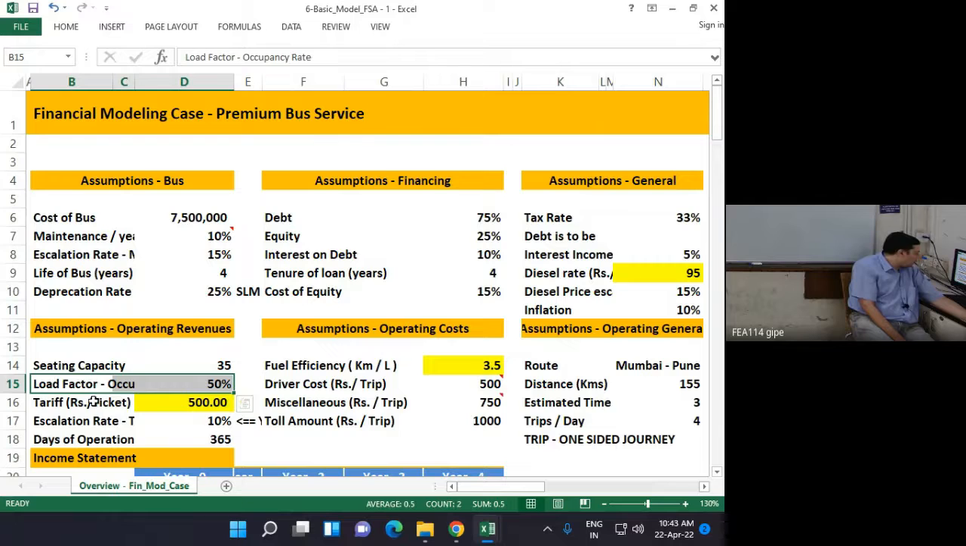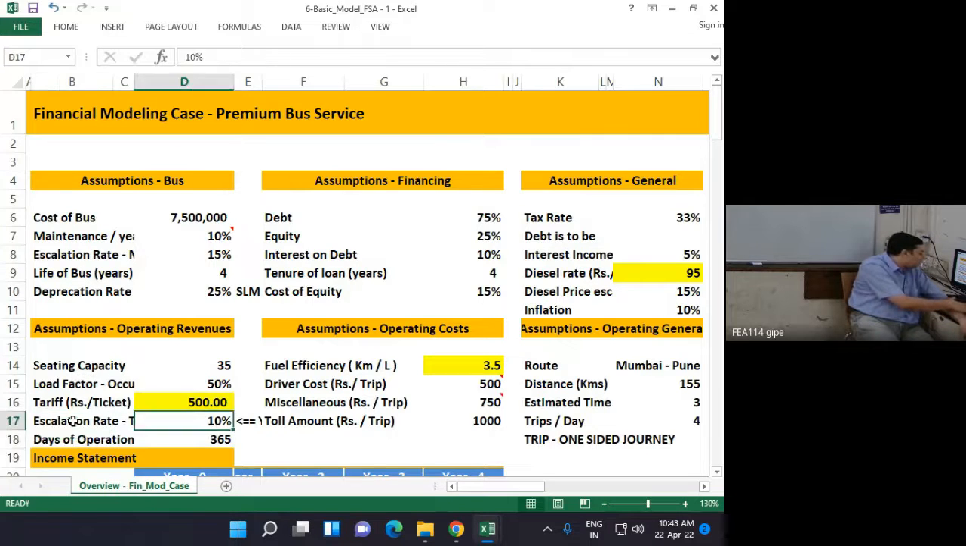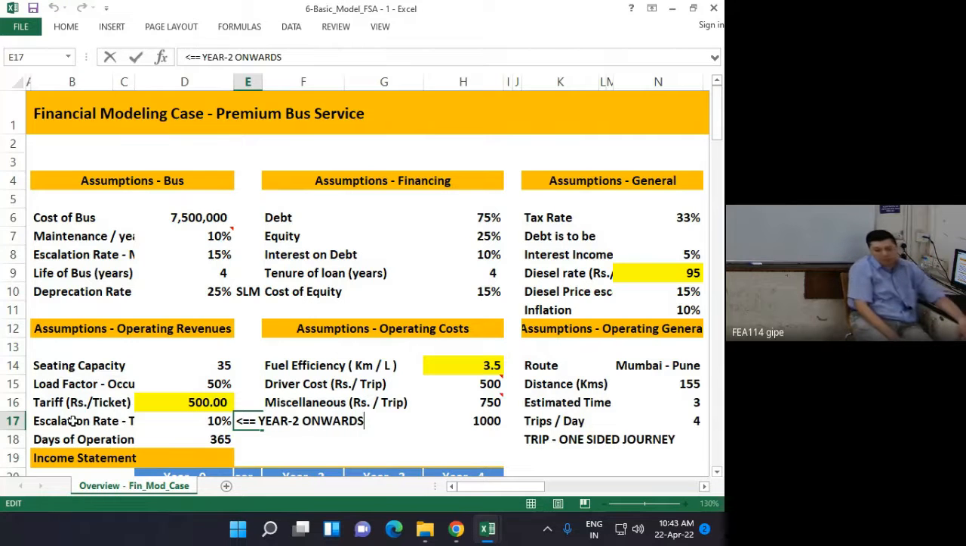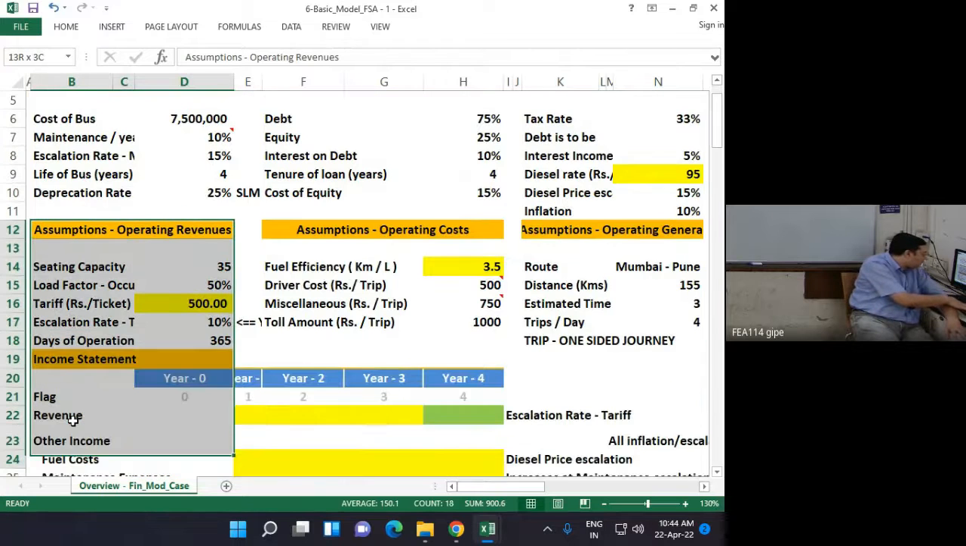Now this ticket rate or the tariff will escalate or inflate or increase. Escalation is another way of saying inflation, at a rate of 10%, but applicable from year 2 on. All escalation and inflation should be modeled from second year on. 10% से आपका tariff rate बढ़ेगा and you will operate the bus for entire 365 days of the year. पूरे साल भर आपका बस ऑपरेट होता रहेगा, 4 ट्रिप एवरी डे करता है. Okay. So this gives you some idea about the revenue parameters, okay, what you are going to earn by operating the business.